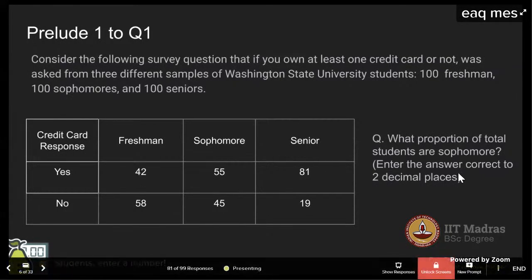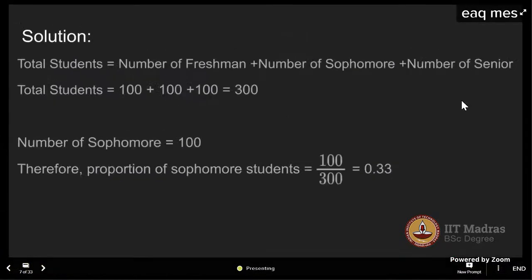So you have to tell what proportion of total students are second year students only. So we know that total number of students here are 300. 100 are freshmen, 100 are senior, and 100 belong to the second year. The number of students who are in second year are 100. So the proportion of those students is nothing but 100 over 300, which is 0.33.